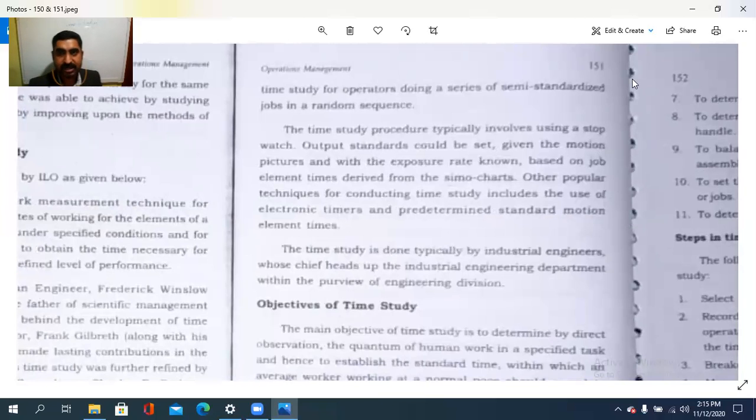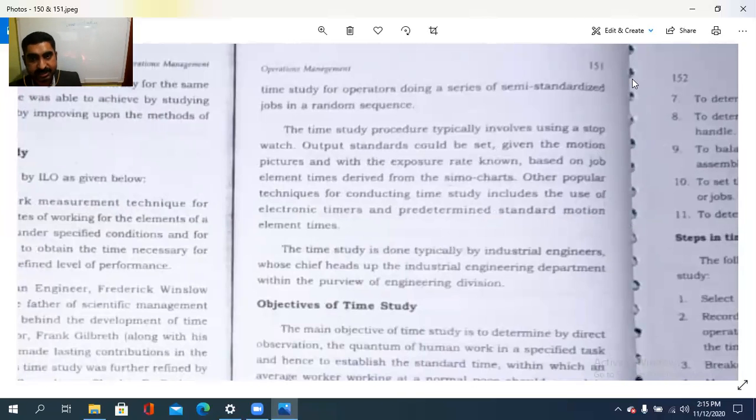The time study procedure typically involves using a stopwatch. ഒരു വാച്ച് കൊണ്ടാണ് അത് നോക്കുന്നത്. സ്റ്റോപ്പ് വാച്ച് കൊണ്ട് എത്ര സമയം അതിന് സെറ്റ് ചെയ്തിരിക്കുകയാണ്. ആ സമയത്തിനുള്ളിൽ ആ പ്രൊഡക്ഷൻ നടക്കുന്നുണ്ടോ, നടത്തി തീർക്കുന്നുണ്ടോ ആ ഒരു വർക്കർ, അതാണ് നോക്കുന്നത്.